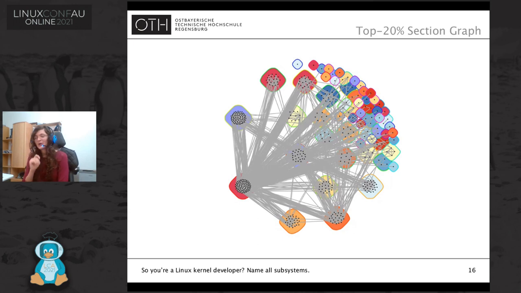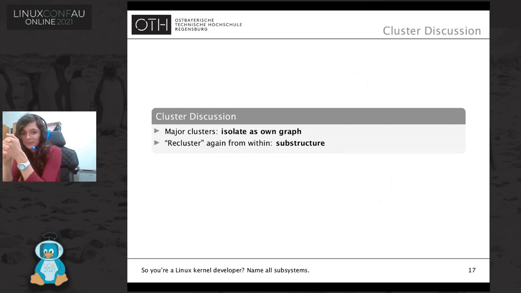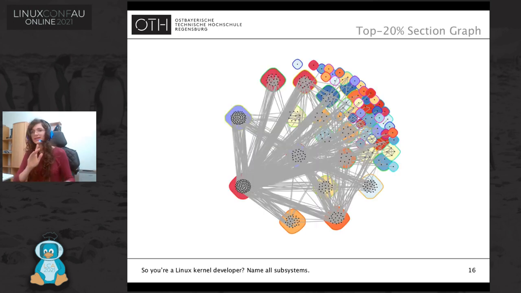This is all very pretty and nice to look at, but what we really wanted to do was detect subsystems, and this is not really of any use if we don't know what's inside of these clusters that we defined as subsystems. So what we're going to do now is have a little cluster discussion. The basic idea is to take some of the major clusters and isolate them as their own graph, and then recluster them again from within to detect any substructures within subsystems. We will later see why that's a good idea, or sometimes a good idea. Just imagine you're taking any one of these major clusters. We're going to take the one down here first, cut off all the edges to the outside, delete all the other vertices, and look at it as a completely isolated graph. Not only that, but also recluster it again from within to see what sort of structure you could find. So that's what we're going to do now, and that's what you're going to see here in a second.